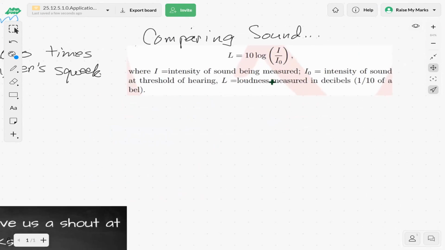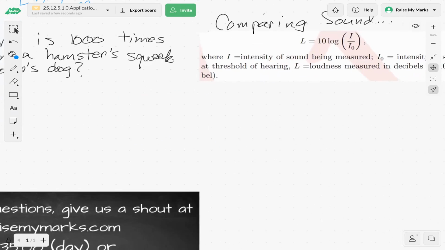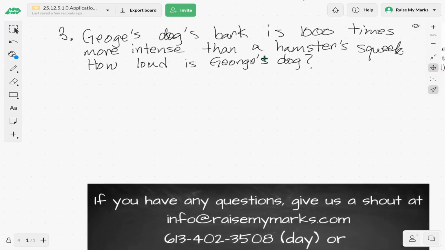And here we're comparing sounds. So we have this nice formula that compares sound. So L is the loudness of our sound, equals 10 times log of I over I0. So what is I? I is the intensity of sound being measured. I0 is the intensity of sound at threshold of hearing. And L is loudness measured in decibels. Okay, all right, so now let's take this formula and see if we can plug in information from our question.